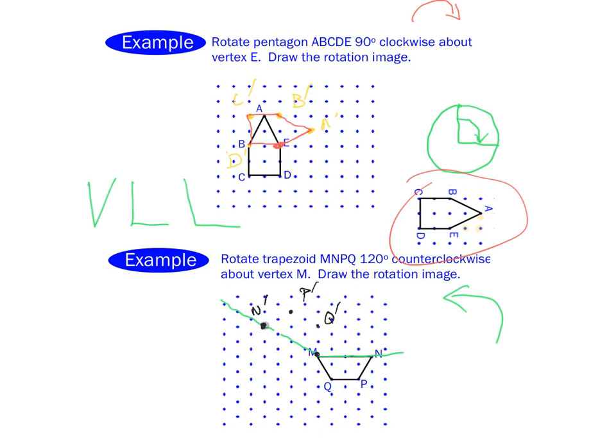So then we would use something straight to draw those lines in. And there we go. There's the new trapezoid after the 120-degree counterclockwise rotation about vertex M. Okay?